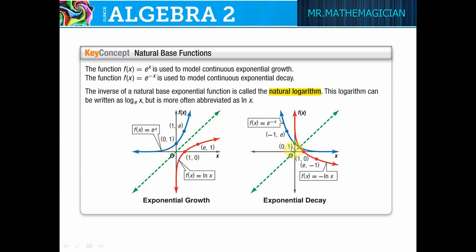Also the same here, the exponential function that represents exponential decay is f of x equals e to the negative x, and the red line represents the ln function, which is f of x equals negative ln x. And both functions are inverses of each other and reflections across the line y equals x.